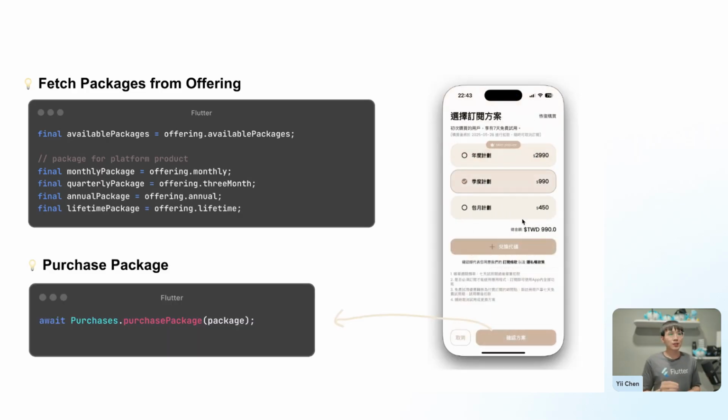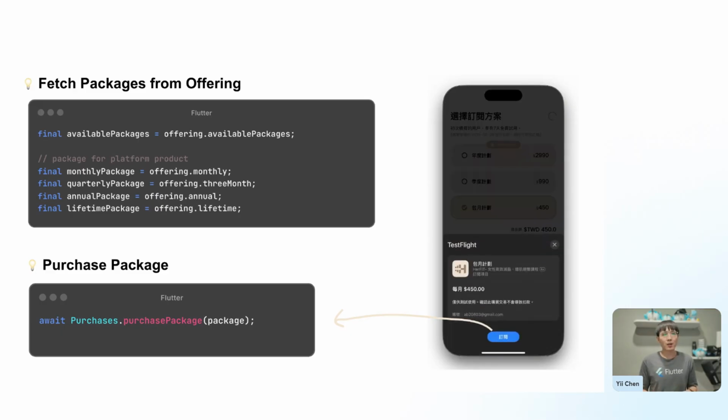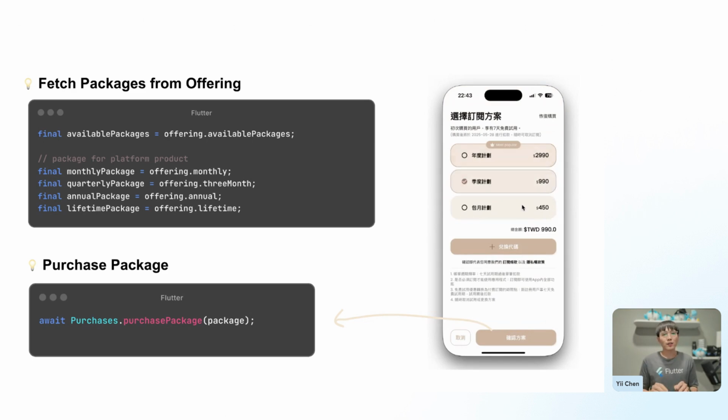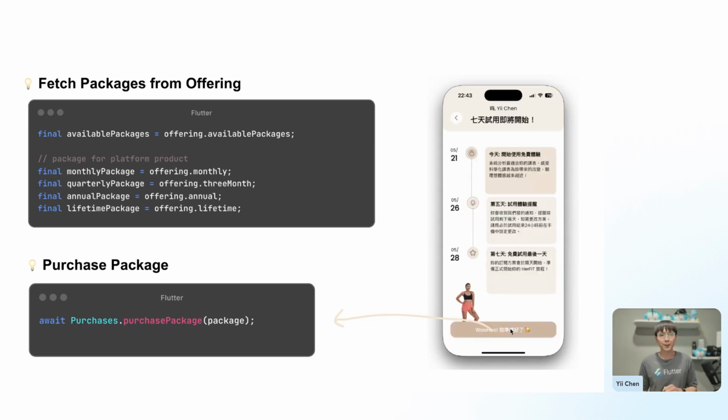We can let users start the purchase by tapping a button. Just call purchasePackage and pass in the selected package. This handles everything: opening the store dialog, confirming payments, and verifying the purchase behind the scenes.